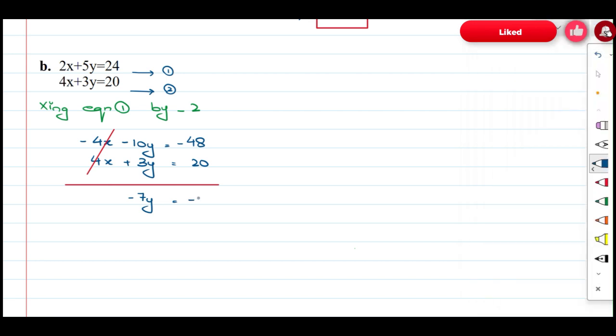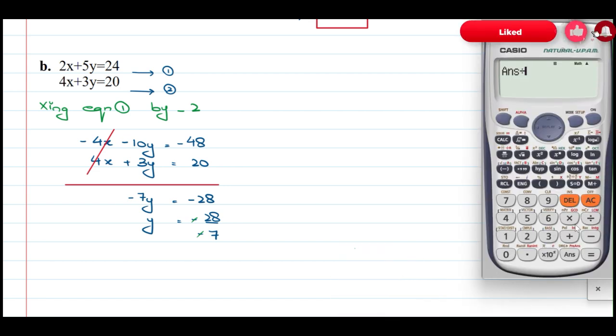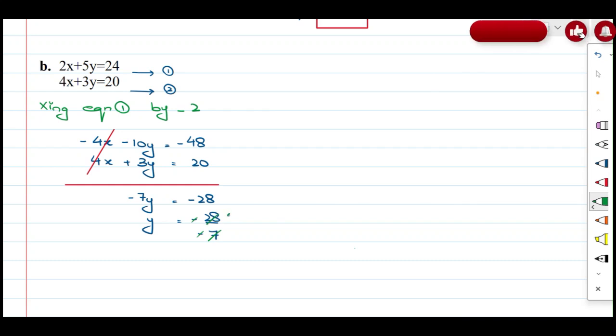Yeah, negative 28. Okay, now y is equal to minus 28 divided by minus 7. This negative sign cancels with the negative sign, right? 7 times 4 is 28, so it's 4. Now the solution for y is equal to 4. We got the y value, which is equal to 4, right?